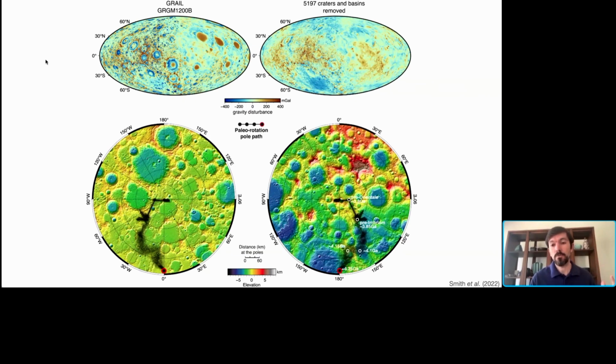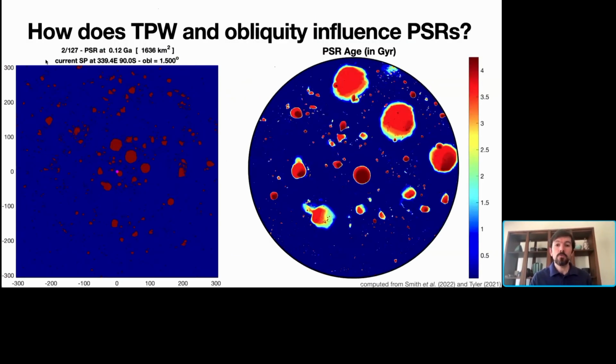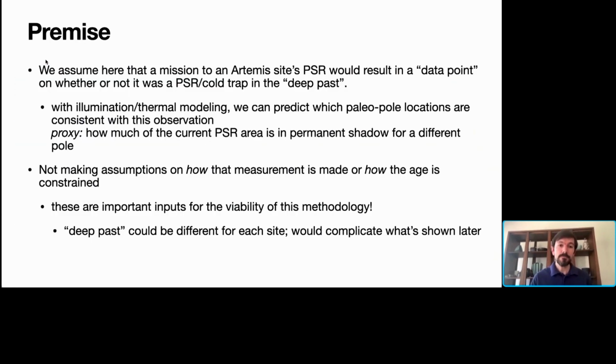One of the things is that the PSR age prediction is different for each of those models. Right now, those are forward models. We have a predicted history of true polar wander and a predicted history of obliquity, and from those we can compute the age of the PSRs. But if we go down to the ground and actually measure PSR age, that would be very interesting for constraining those models of both obliquity change and true polar wander history. So that's a big premise here.